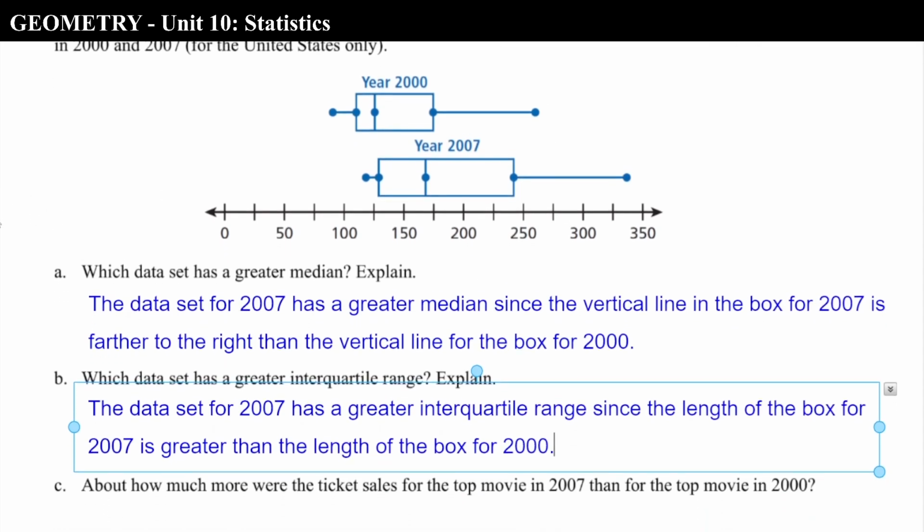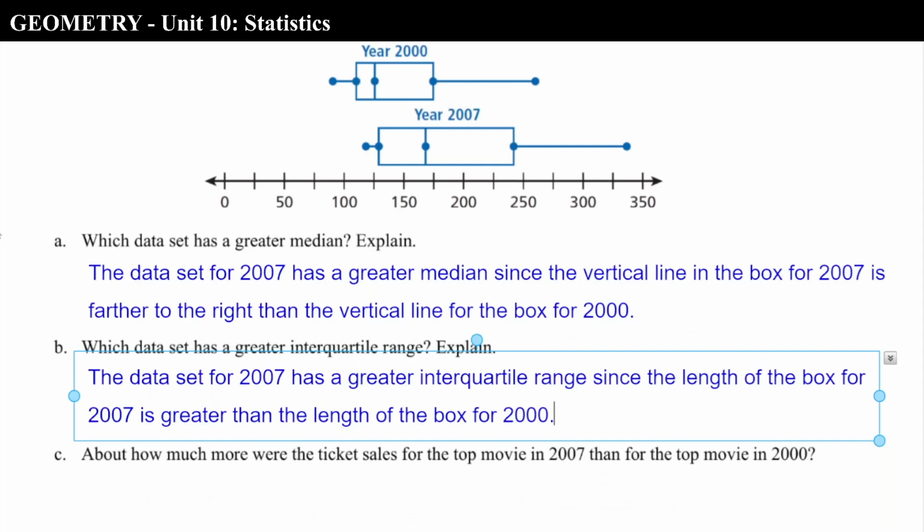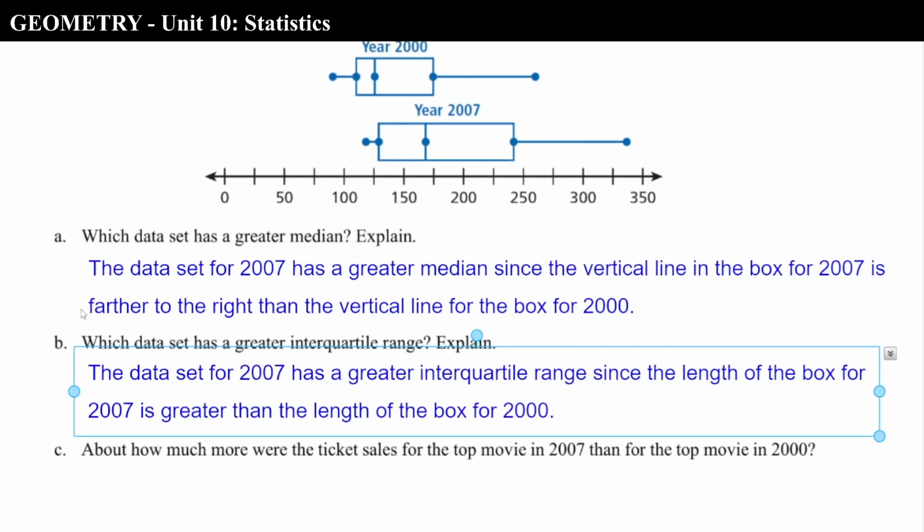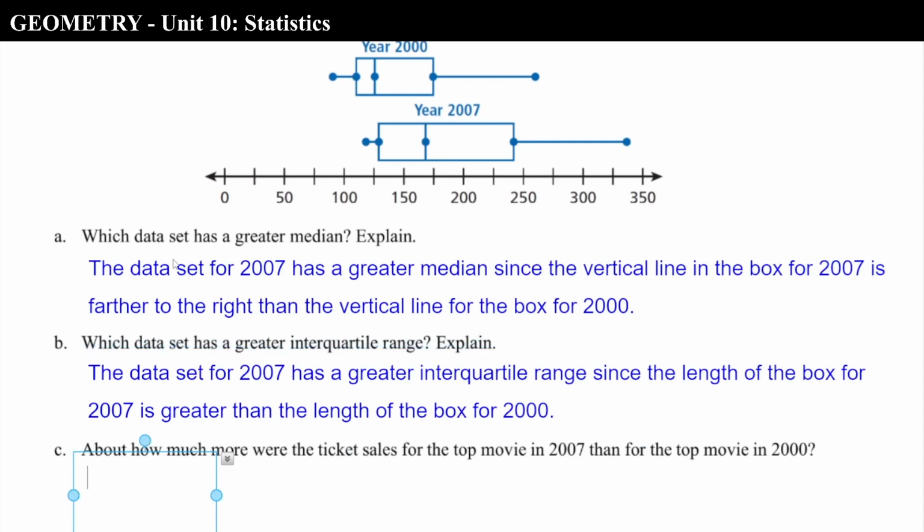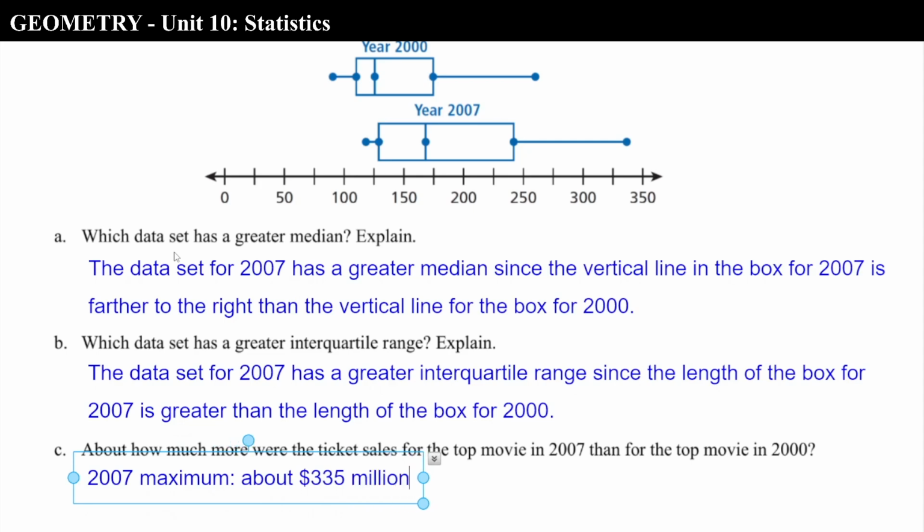The final question is about how much more the ticket sales were for the top movie in 2007 than the top movie in 2000. Here we're looking for our maximum values. The maximum value in 2007 is about 335 million, and the maximum for 2000 is about 260 million.